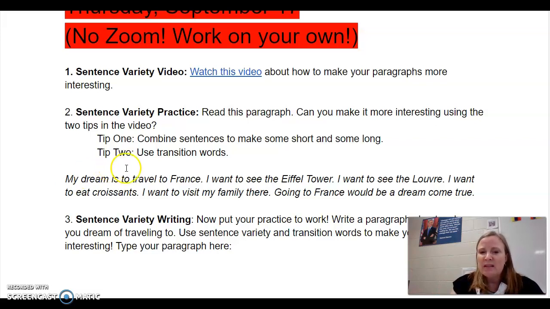But the problem is, do you see how everything's the same? I want, I want, I want. That's really boring, right? So could you maybe combine one of those to make one longer sentence? Or could you use transition words to make it more interesting? And that way it won't sound so repetitive. I want, I want, I want.